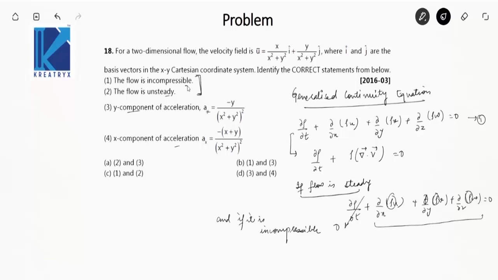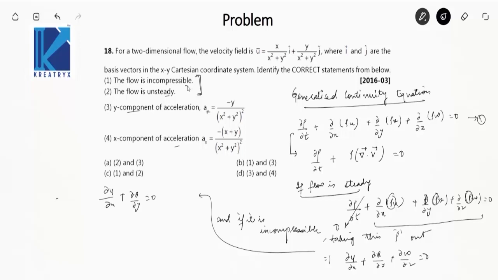Yes, I can. And after taking this rho out of the partial differentiation, we get this equation: del u by del x plus del v by del y plus del w by del z is equal to 0. Now this is a two-dimensional velocity vector, so we will be using del u by del x plus del v by del y is equal to 0. So this is the condition to check whether the flow is steady and incompressible.